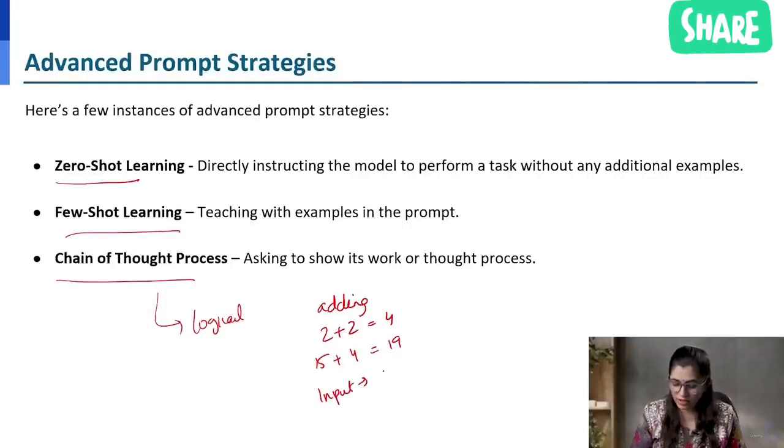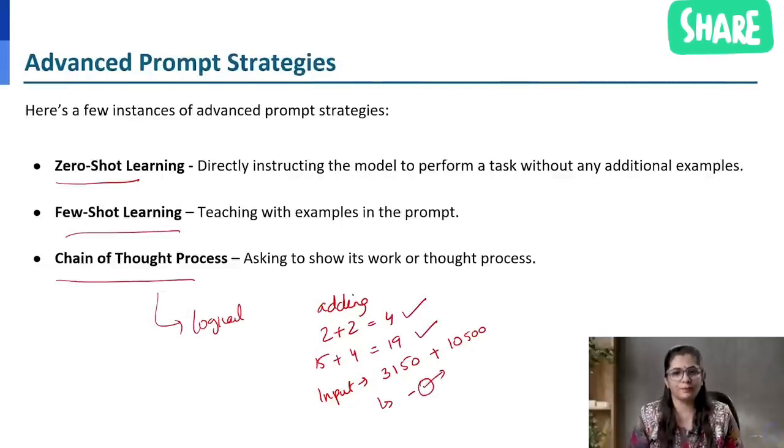Okay, I want 3,150 plus 10,500. What will be my answer? You are telling it how to do the process, and then you are asking in your input, what will be the output? This is very basic. There are complex problems, for example blood relations: X is related to Y, so what will be the relation of Z with X? All these logical and complex questions are for chain of thought.